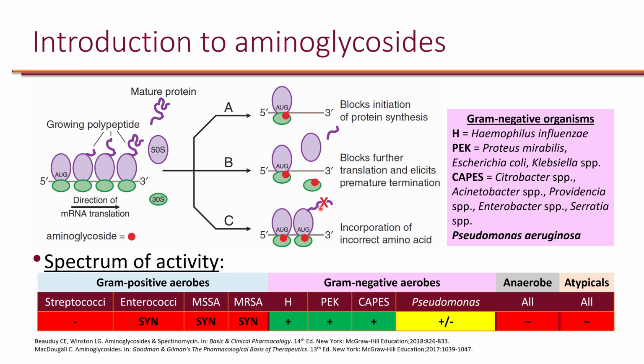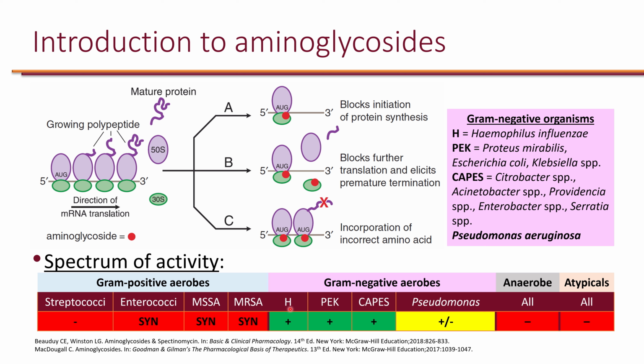Now, when it comes to the spectrum of activity of aminoglycosides, and this is in general for all aminoglycosides, for gram-positives, it is essentially synergistic activity. So especially for enterococci, for some infections such as endocarditis, they are used for synergistic activity with other antibiotics, specifically with beta-lactams. The same for Staphylococcus aureus. But their true activity is really in the gram-negative arena.